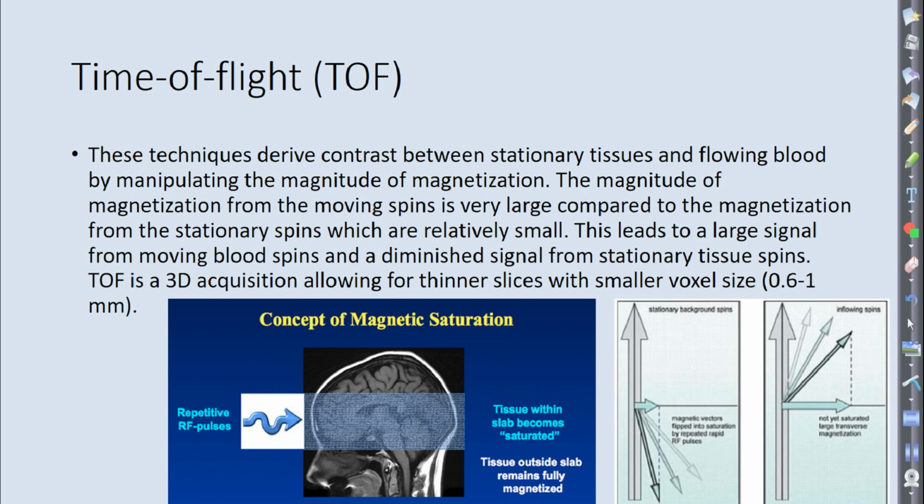So we're just going to be hitting our saturated, or our stationary tissue, so the brain tissue, the white matter, the gray matter, the brain stem, all these structures are going to be hit with repeated RF pulses so that that blood that's coming from the carotid arteries is going to be fresh. That inflowing blood is going to come into this field of view and look bright on our image because it hasn't been delivered those repeated RF pulses. So it's not going to be saturated.